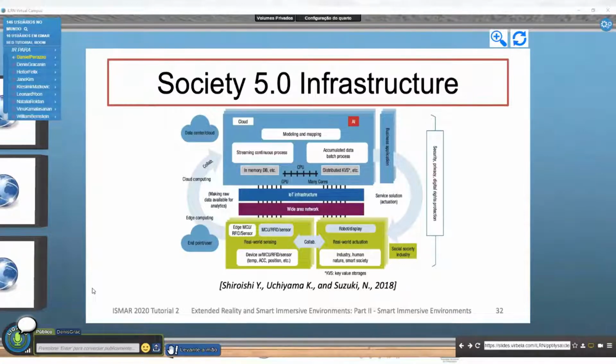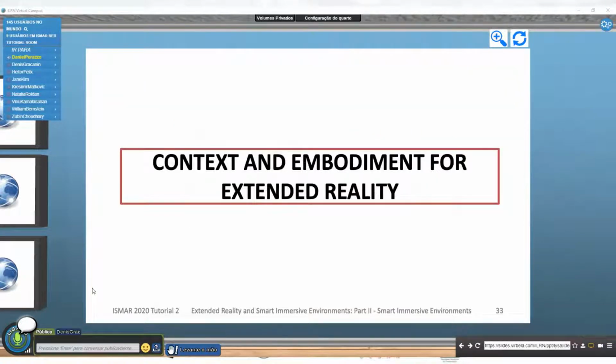So now that also relates to urban computing and smart cities. We can also think about using extended reality to interact with urban computing and smart cities and the services that are provided. So now that we look at how we can go from smart built environments to smart immersive environments and scale it up to paradigms such as Industry 4.0 and Society 5.0, let's talk about context and embodiment for extended reality.